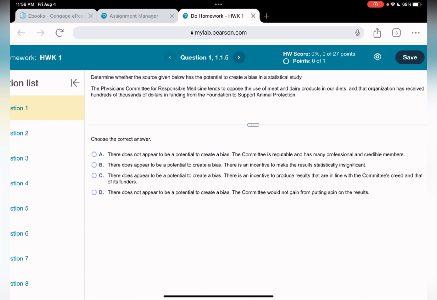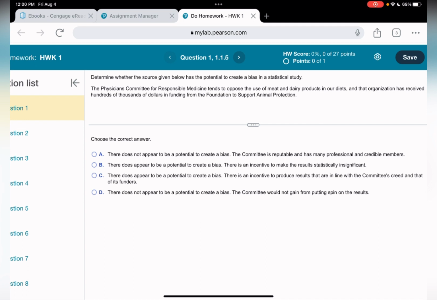Okay? So let's read what the options are. It says A, there does not appear to be potential to create a bias. Since I decided for myself that there is a potential to create a bias, at this point I'm dropping all answers that say does not. And how many do we have? A and C, I'm dropping, because A and C say does not appear to be potential. And I'm not looking into these cases because I disagree with them, and I take it that there is potential to create a bias. And my answer is going to be either B or D.